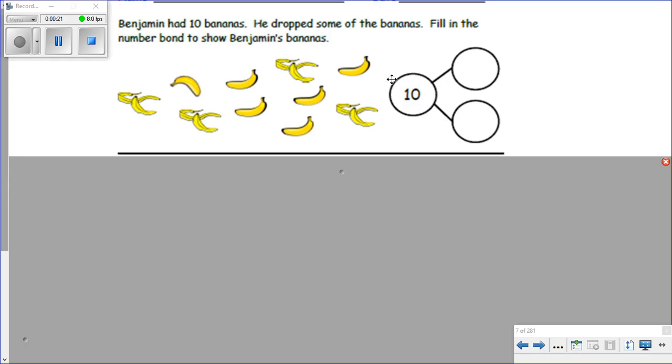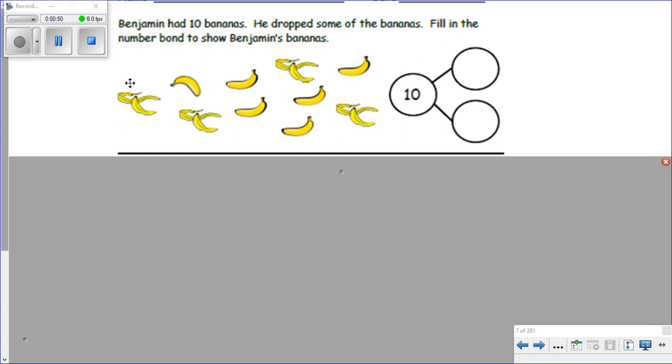Let's take a look at this story. Benjamin had 10 bananas. He dropped some of the bananas. Fill in the number bond to show Benjamin's bananas. We don't need to cross out any. We can look at the picture and it shows that some of the bananas have dropped and some are still okay. Our whole amount is 10.